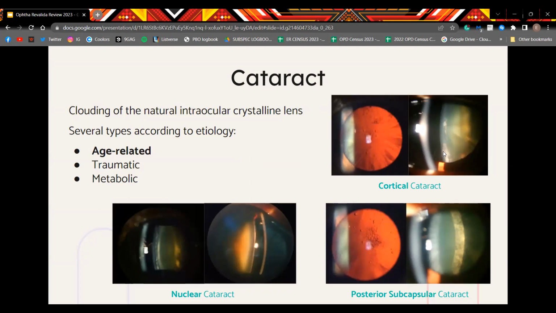Ang di-discuss lang natin today would be yung age-related kasi ito yung mas common and ito yung most likely makikita nyo sa OPD. Other than that, meron din traumatic and metabolic. So metabolic could be caused by diabetes, uncontrolled diabetes. So ang age-related is further classified depending on which part ng lens is cataractous, no? So pwedeng nuclear or yung gitna, cortical or yung gilid, and then posterior subcapsular or yung likod. So ito yung mga different appearances nila with the slit lamp.